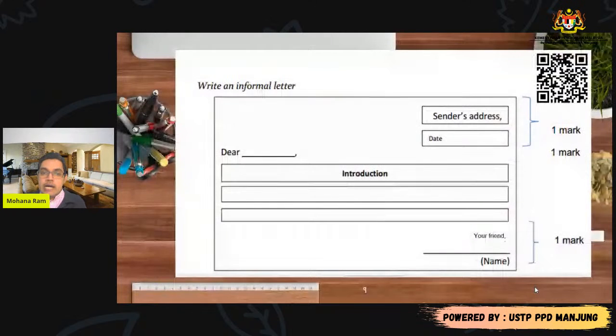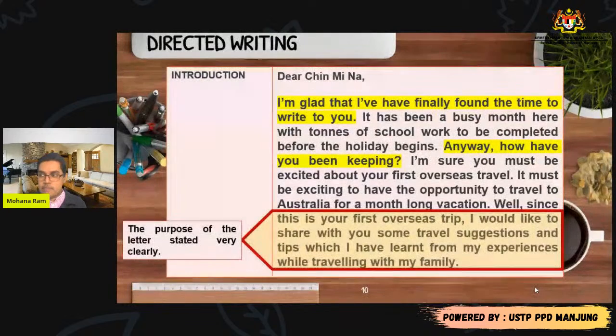Okay, so this is the general format here for an informal letter. Now, if you want to study more in detail to understand the format of an informal letter, I've shared with you the QR code. You can scan the QR code and watch a video on the format of an informal letter for SPM writing later. Okay, so I'm not going to go into detail explaining the format. Let us move on to the next one.